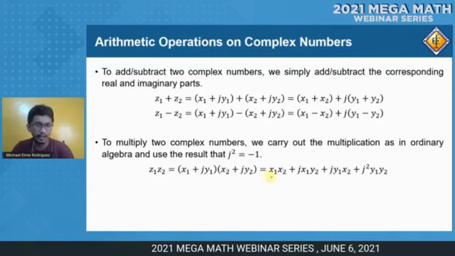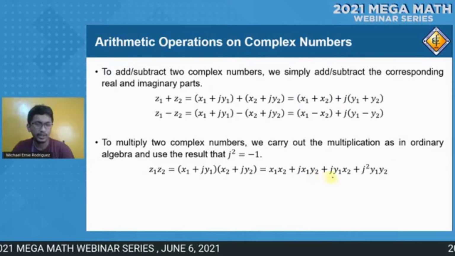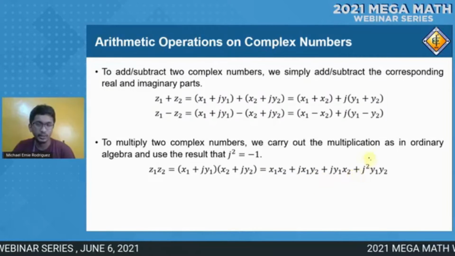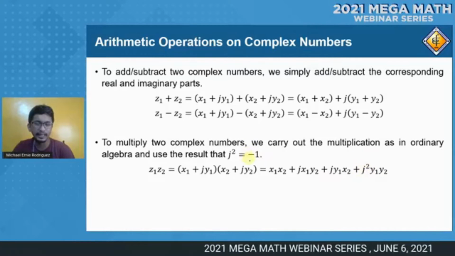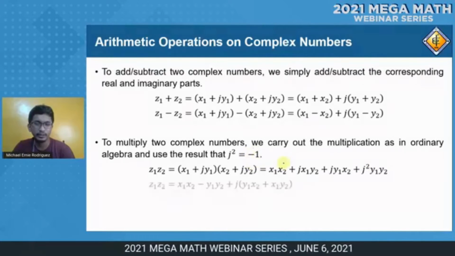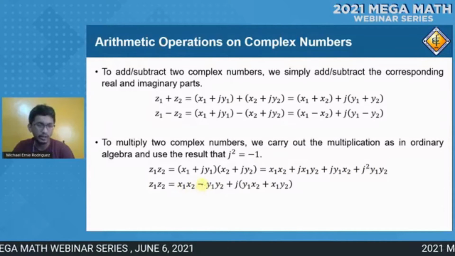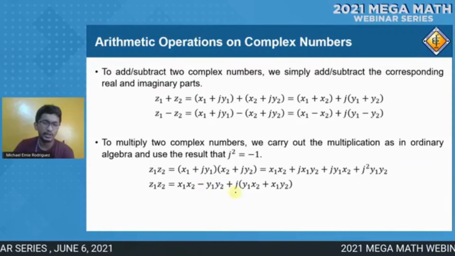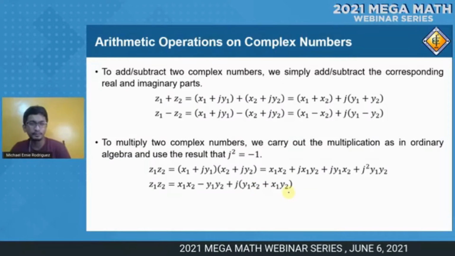So, we have x1, x2 plus jx1, y2, and then plus jy1, x2 plus j squared, y1, y2. And then yung j squared natin is, sabi natin, negative 1. So this will now become negative. So we have x1, x2 minus y1, y2 plus j times the quantity y1, x2 plus x1, y2.